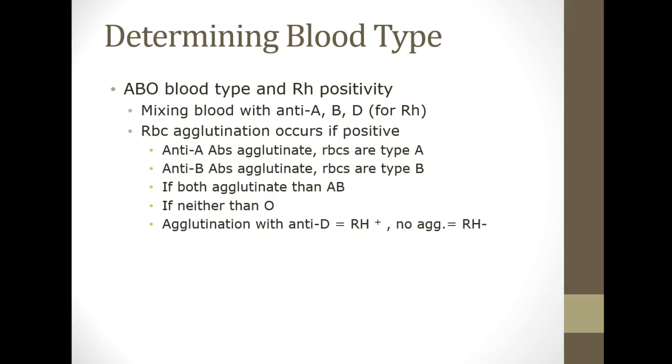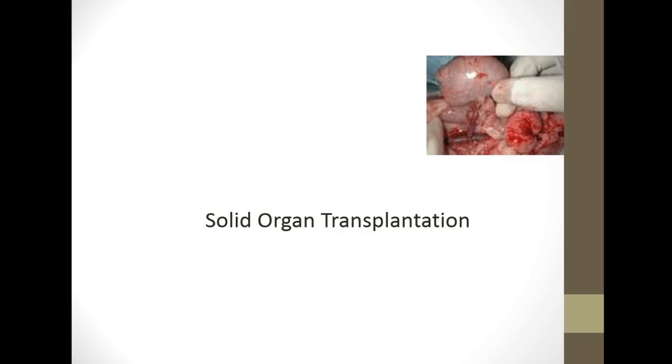So how do we determine your blood type? Well, we mix your blood with antibodies to anti-A, anti-B, and D. If agglutination occurs, that test is positive. So if anti-A antibodies agglutinate with type A cells, it's positive. Same thing with B. If both, then you're type AB. If neither, then type O. The results with the D tell us if you're Rh positive or Rh negative. So that's a little bit about how that works.